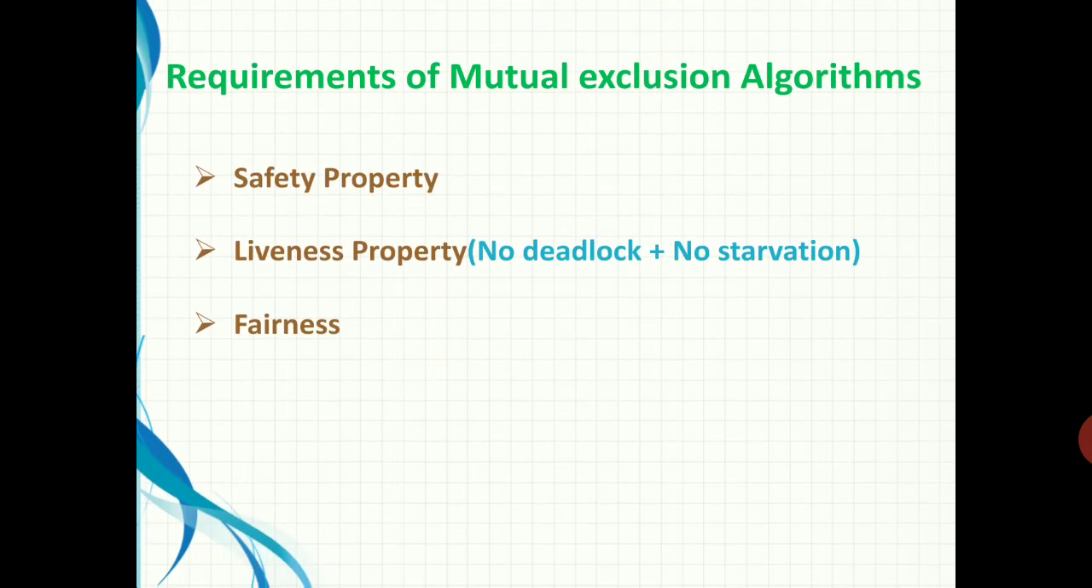Then it satisfies the properties, or we can say the requirements, for mutual exclusion, because it satisfies the safety property related to mutual exclusion. Only one process is accessing the critical section at the same time. Here we are assigning the critical section based on the timestamp, so no two processes will have the same logical clock values. So we can say that the safety condition is satisfied here.